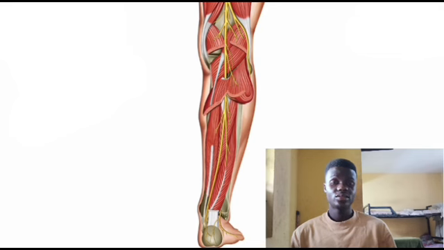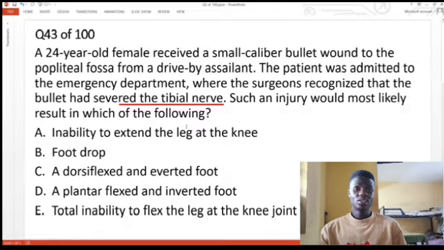The tibial nerve branches off from the sciatic nerve, and it mainly supplies the muscles in the posterior compartment of the leg. The muscles in the posterior compartment of the leg are responsible for plantar flexion and inversion. Tibialis posterior inverts the foot, so it's a major inverter, and it's in the posterior compartment of the leg, innervated by the tibial nerve. So plantar flexion is going to be lost and inversion is going to be lost.